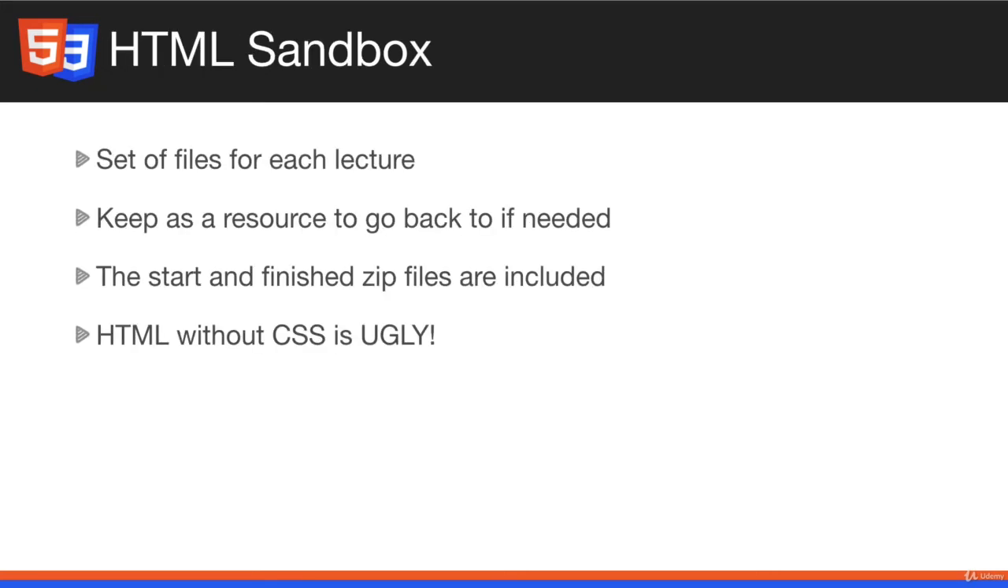So the way this is going to work is for every section we'll be creating a new file in a folder called HTML Sandbox, and I want you guys to have this as a reference to go back to if needed. And we're going to target specific tags and concepts in each file. Okay, so we'll have like a forms and input file. We'll have a file for tables and lists and paragraphs and headings, things like that.